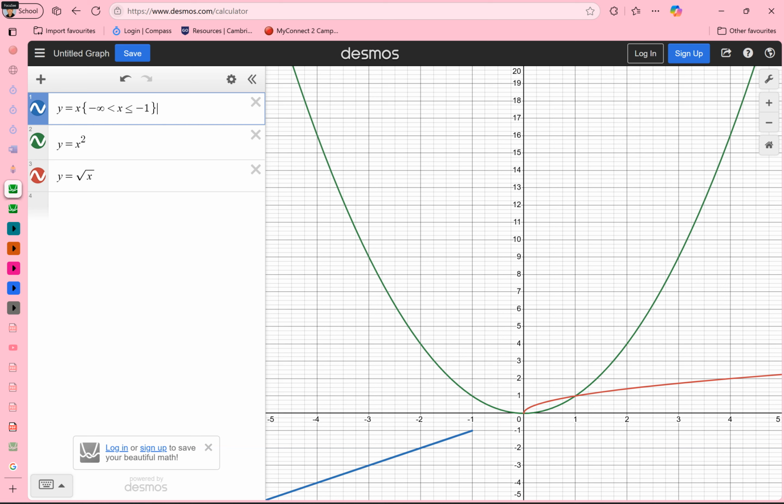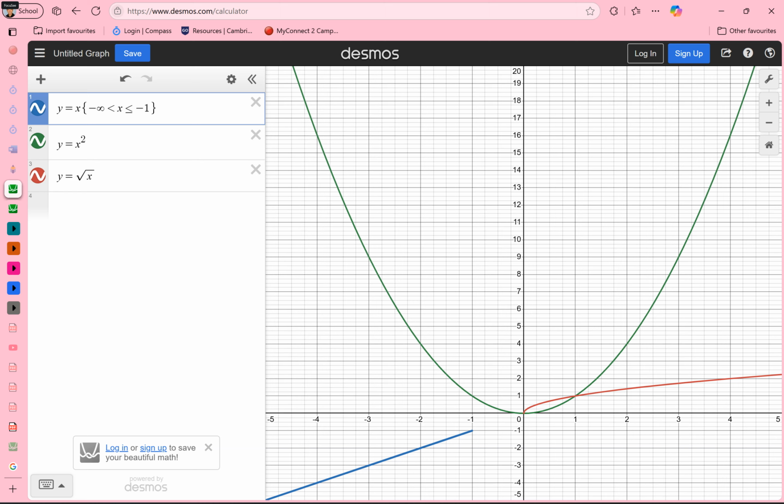So if I took off the domain, if I just delete that, can you see how there's no more straight line? That's the straight line, but I don't want all of it. I only want it from negative infinity all the way up until -1. So that's why the graph stops here. Okay, so that's one piece.